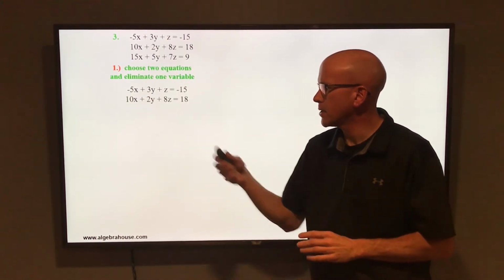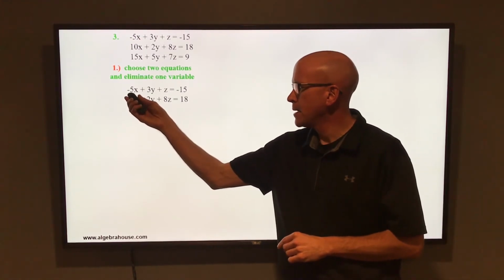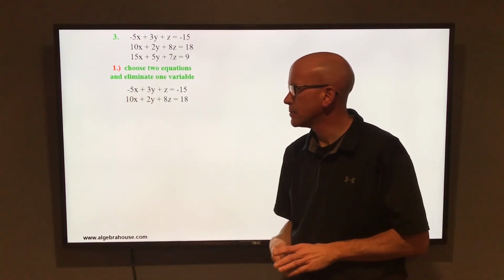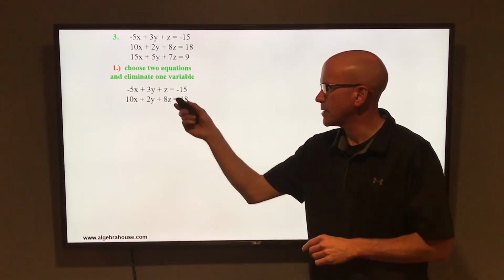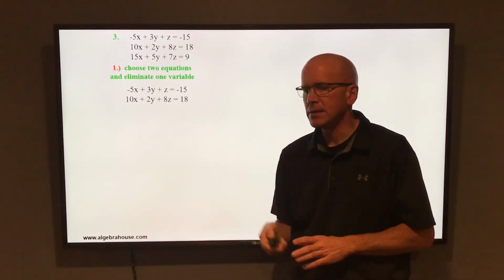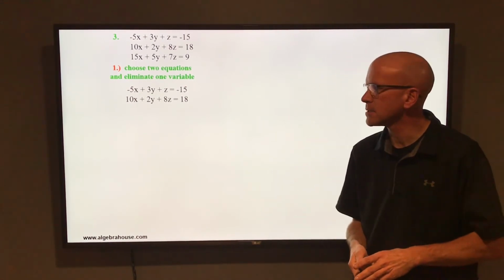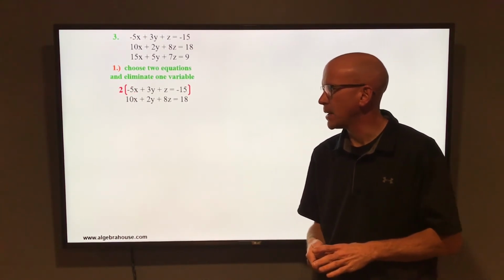If you look at those two equations, the x looks pretty easy to eliminate because you could just multiply the top by 2. You'd have a negative 10x there and 10x. Also, the z looks easy to eliminate. Just multiply the top by negative 8. Then you'd have negative 8z and 8z. So a lot of different ways you can start this. For this, I am going to multiply the top by 2 and eliminate the x.